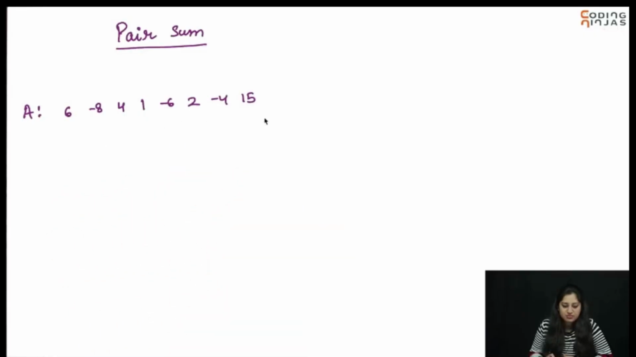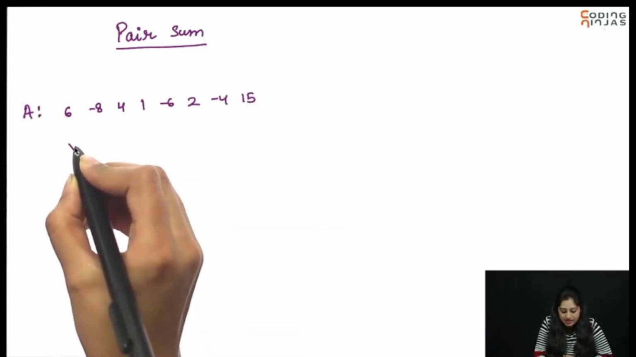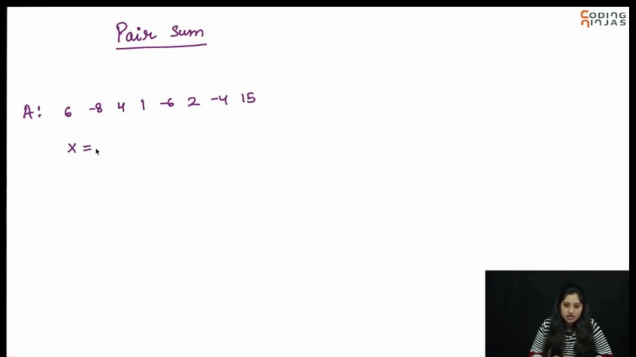Let's discuss the pair sum question. You are given an array, and in the array you need to find pairs that sum to a particular number x. Let's say the array that we have is something like this, and the x that we are searching for is 0. So in this array we need to find all pairs that sum to 0.